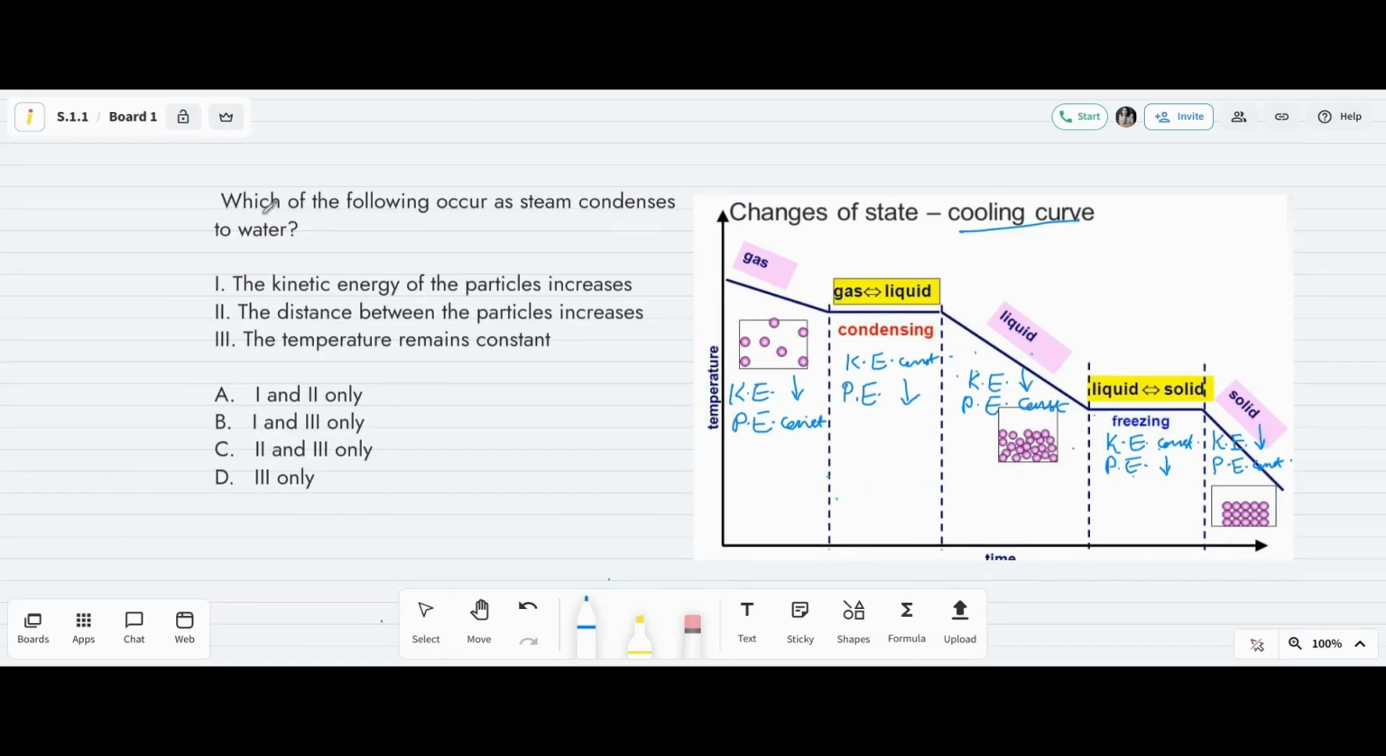Now to our question, which of the following occur as steam condenses to water? Kinetic energy of particle increases. There is no energy increasing in a cooling curve. So cross that out. The distance between the particles increases. It's a cooling curve, so they are coming closer and not increasing. Temperature remains constant. During condensation, during any phase change, whether it's a heating or a cooling curve, temperature does remain constant. So it's just 3 only.